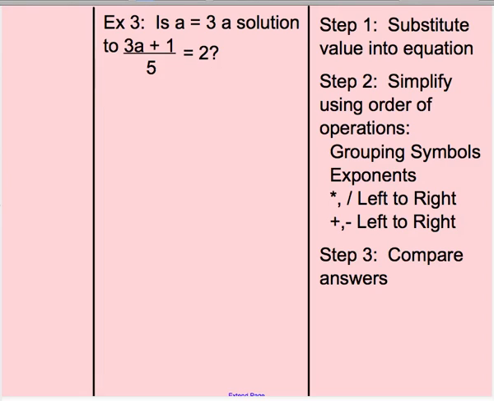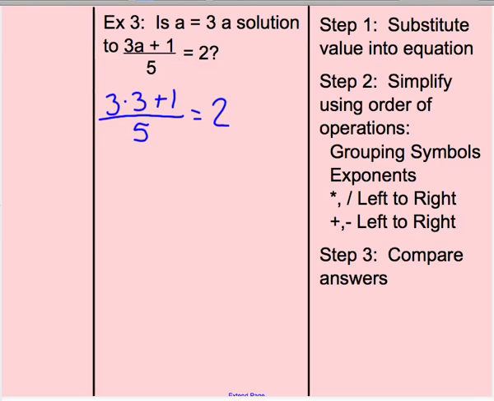So, step 1, substitute the value into the equation. So I'm going to replace a with 3. Now remember, when you have a variable and a number next to each other, like 3a, it's multiplication. So instead of writing 3 with no operation between them, I changed it from 3a to 3 times 3.